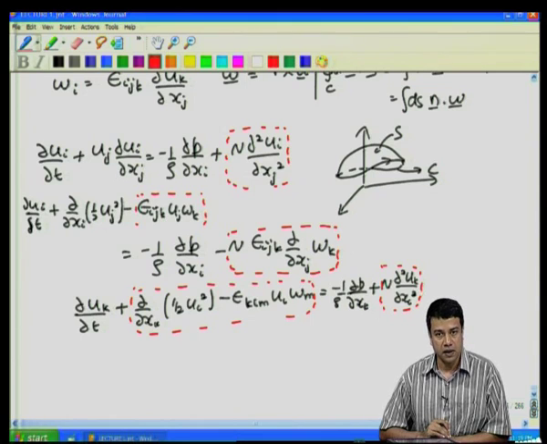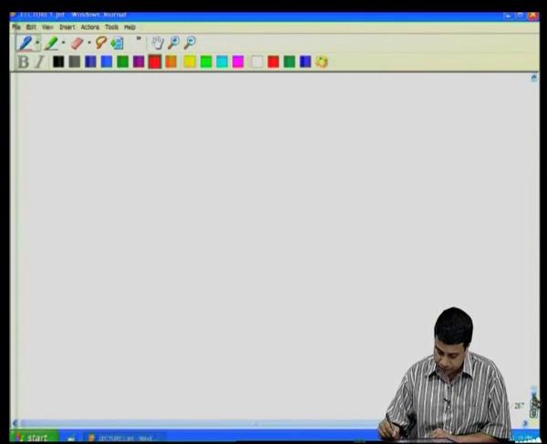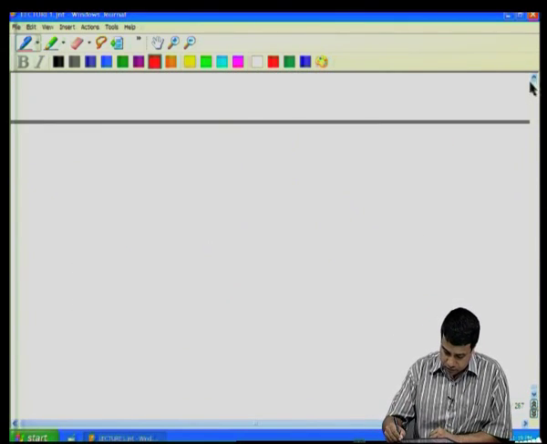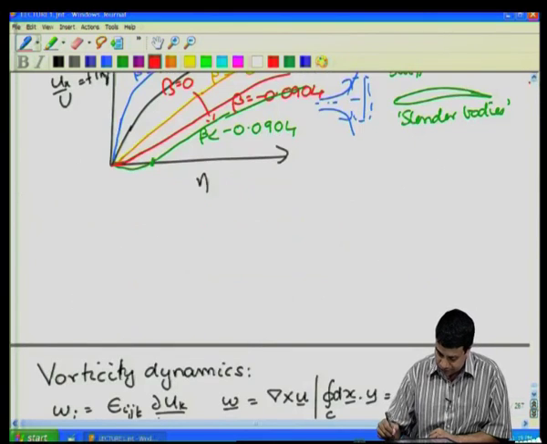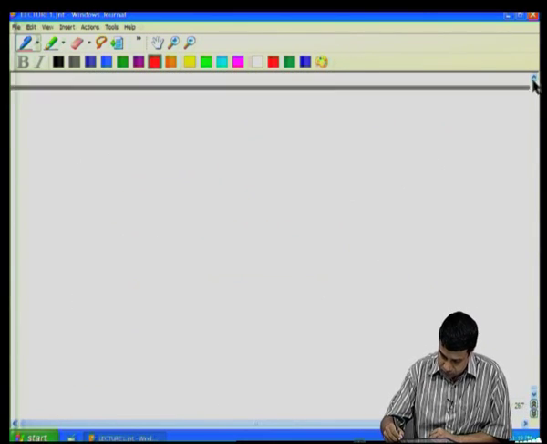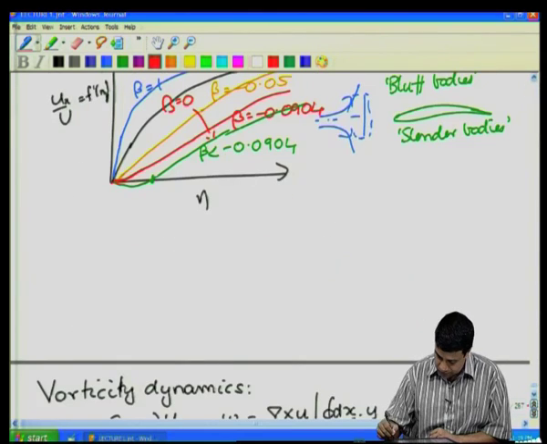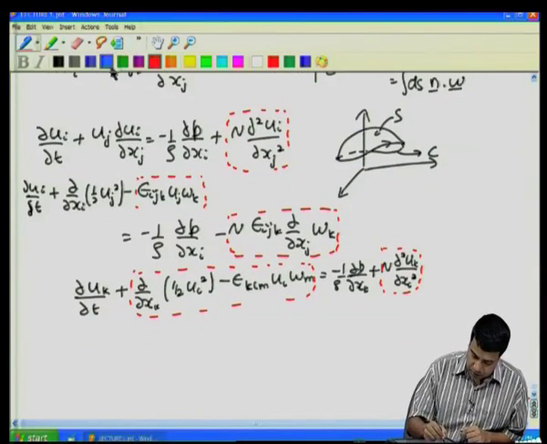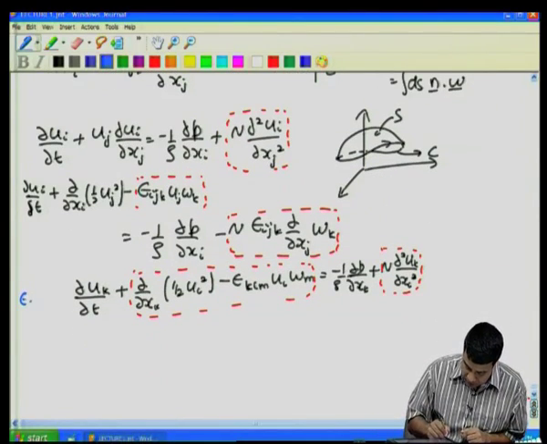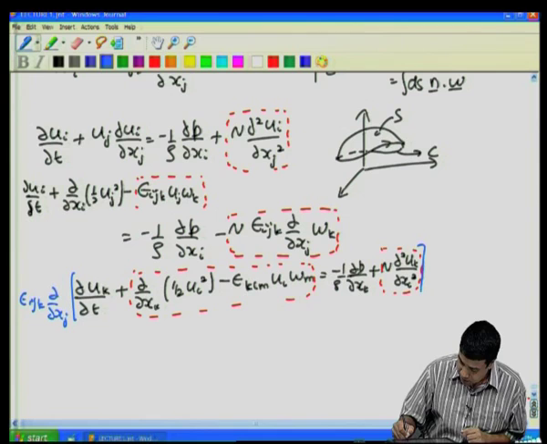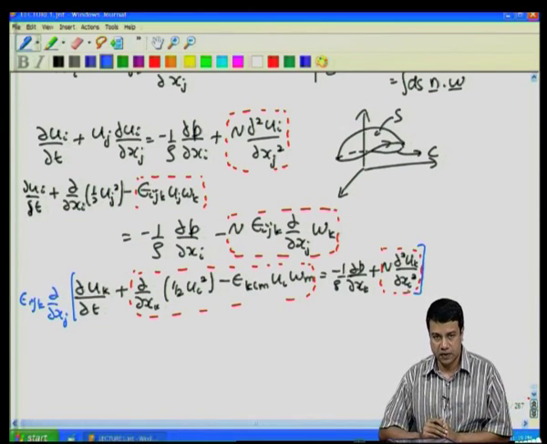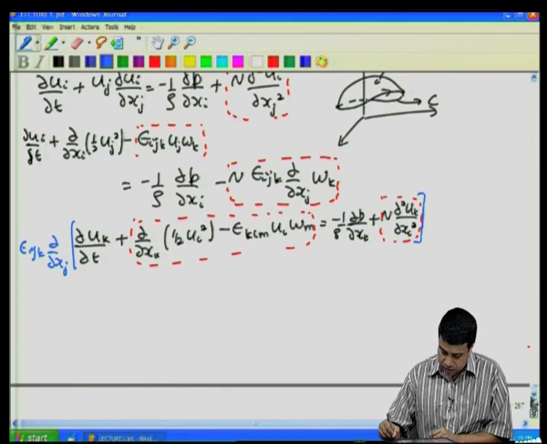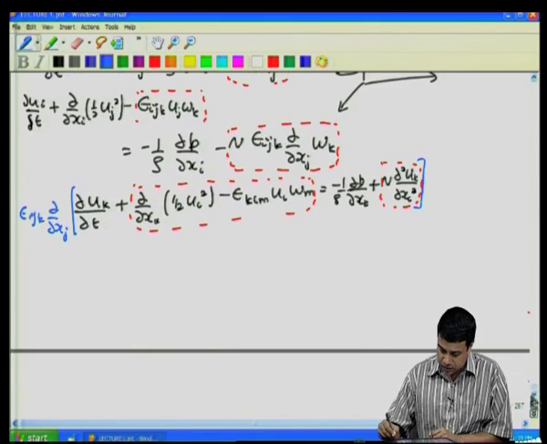And I take the curl of this entire equation, epsilon ijk partial by partial xj of the entire equation. Okay. So, let us work out what it works out to term by term.